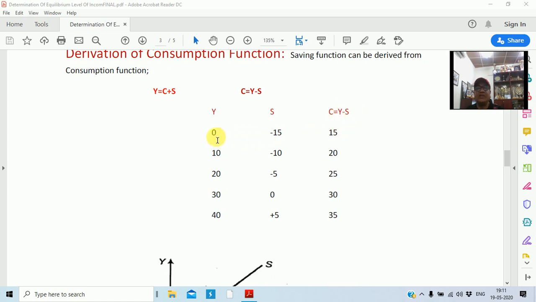So Y is 0, 0 minus minus 15, plus 15. 10 minus minus 10, plus 20. 20 minus minus 5, plus 25. 30 minus 0, 30. 40 minus 5, 35. This is how we derive the consumption function from the saving function. So it works both ways. From the consumption function, we can derive the saving function, and now from the saving function, we are deriving the consumption function.